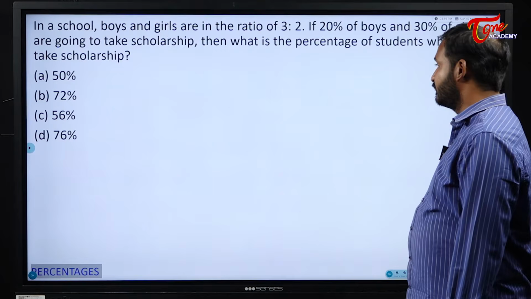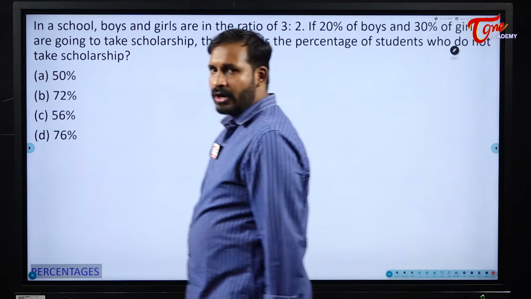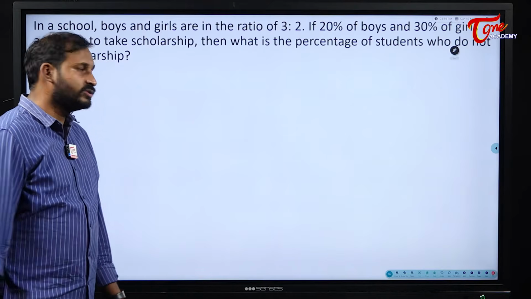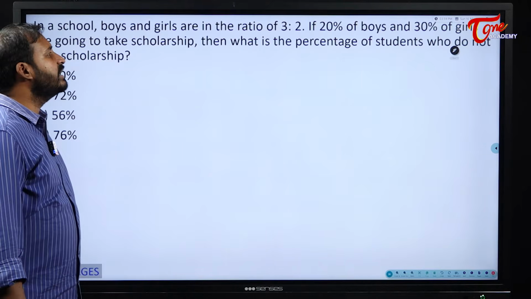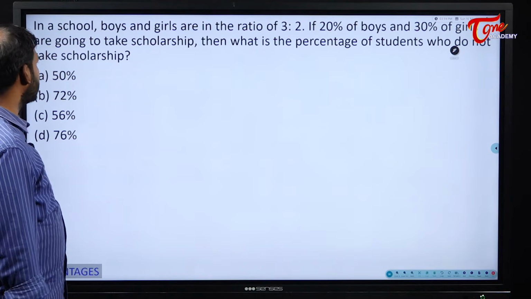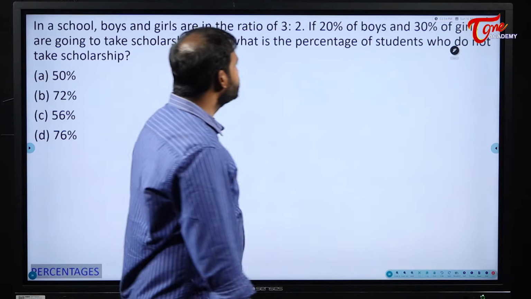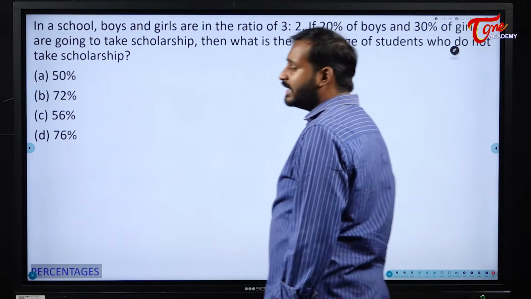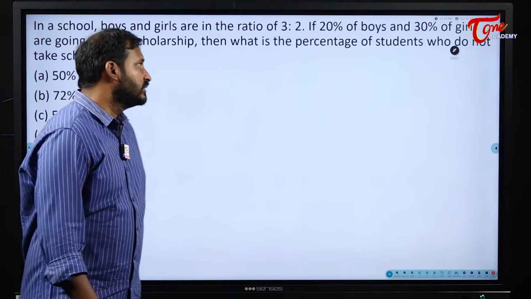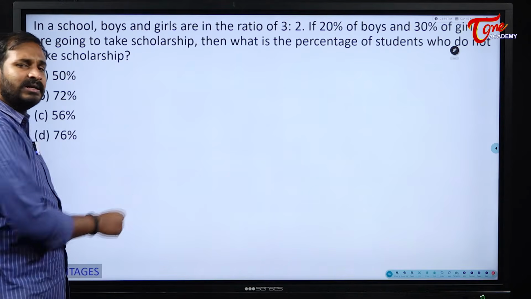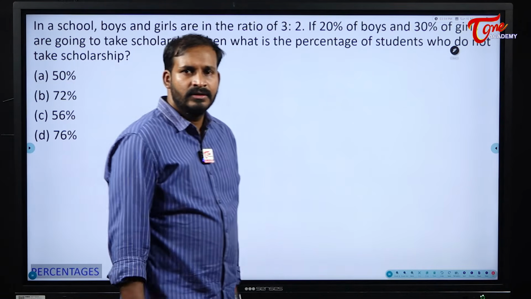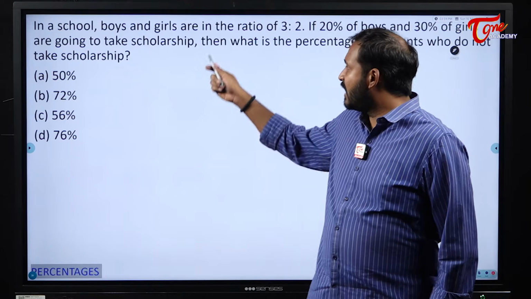Now we will see the next one. In a school, boys and girls are in the ratio 3:2. If 20% of boys and 30% of girls take a scholarship, then what is the percentage of students who do not take a scholarship? See here, this is completely based on percentage, right? Did they mention any value here?